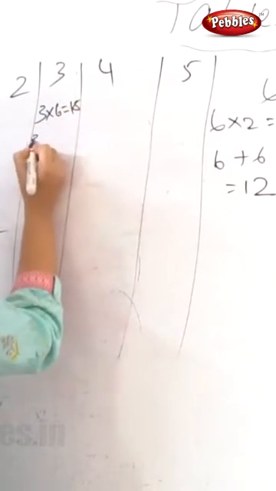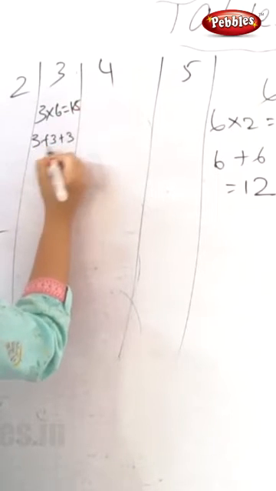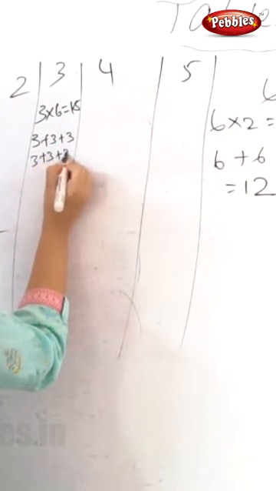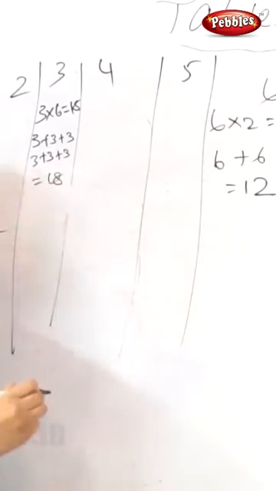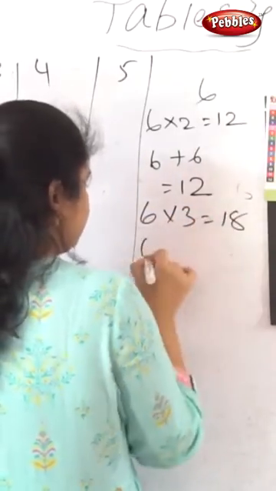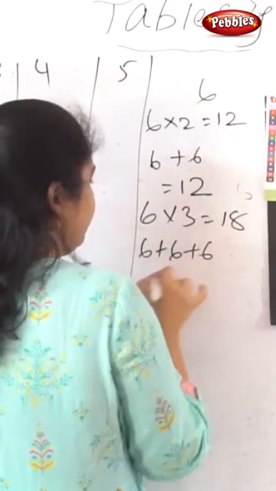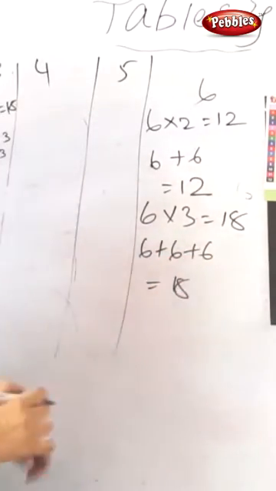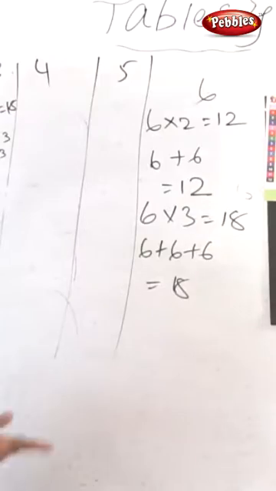What is the concept? 3 comes for 6 times. So 3 comes for 6 times, the answer will be 18. Or if 6 into 3 is equal to 18, what are they telling? The 6 comes for 3 times, the answer will be 18. Okay, every multiplication is addition.